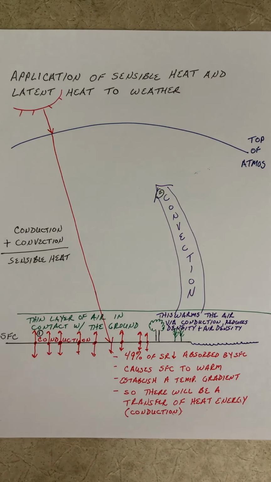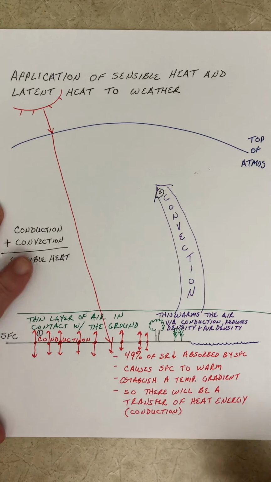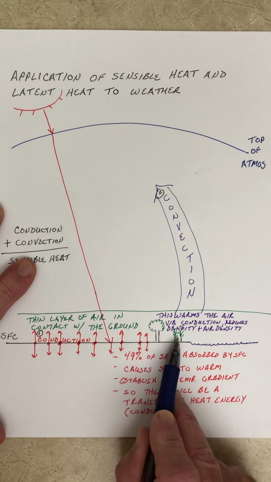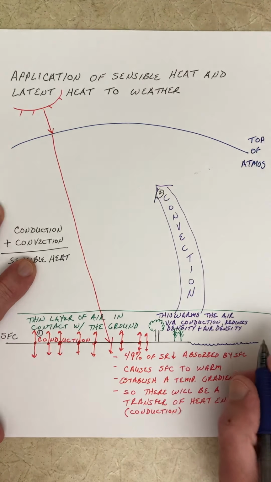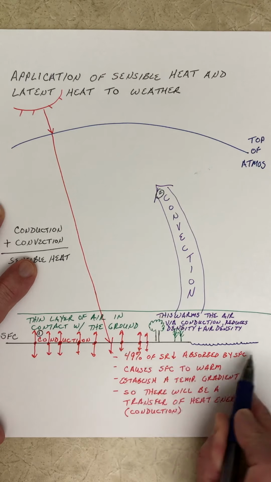Okay, so latent heat is energy that is needed for phase changes of water. That's the reason I drew in the tree and the corn stalks and the water down here. And of course, I didn't leave myself enough room. But in any case, that's where we're focusing our attention, right down here.